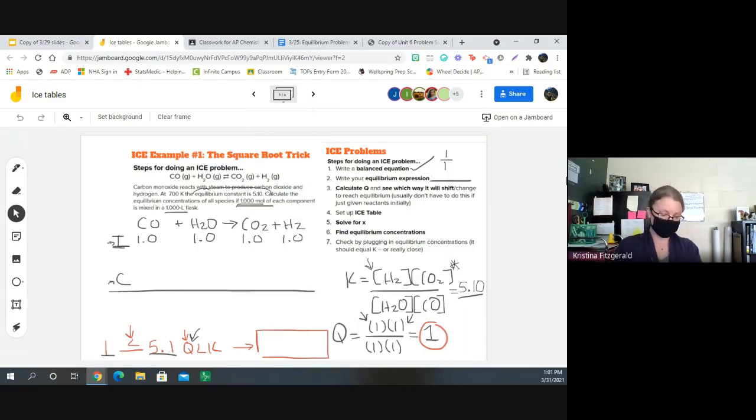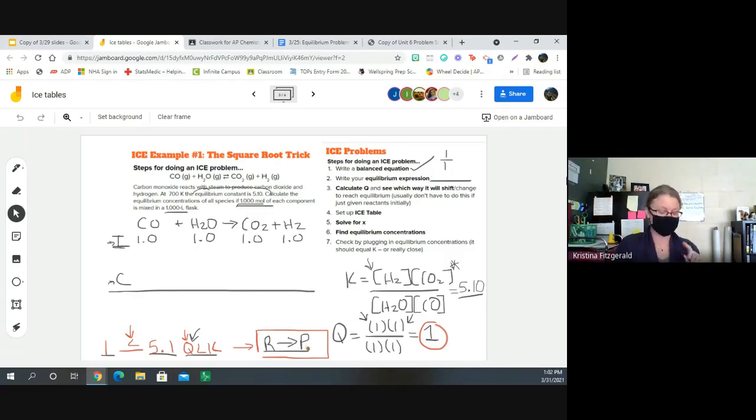So when Q is less than K, you're always going to shift in the product direction, so you're going to make more products. The reaction is going to move towards the product side. You're going to start cranking out CO2 and H2. So once we know which way the reaction is going to shift, spoiler alert, they're all going to shift to the product side today. I'm assuming the examples we're going to do after break are going to go the other direction. I just haven't looked that far yet. So for now, this is the traditional direction.